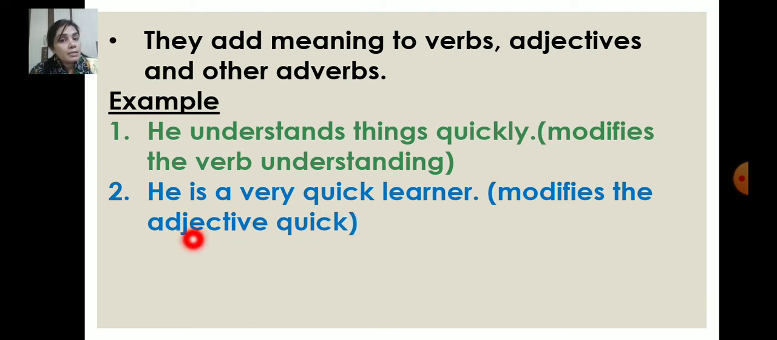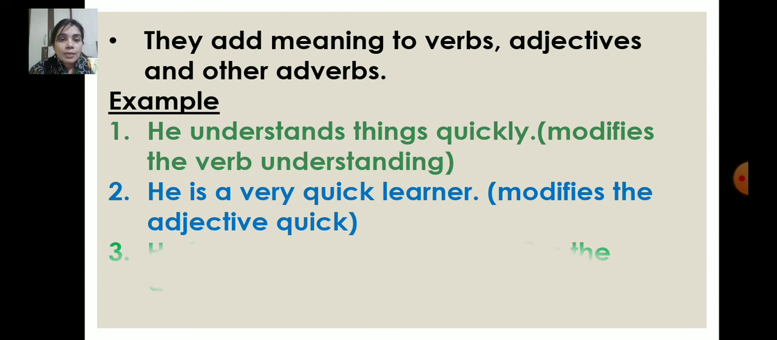He is a very quick learner. So what type of learner? Quick learner. And how much quick? Very quick. So quick is an adjective, and very is modifying the adjective.